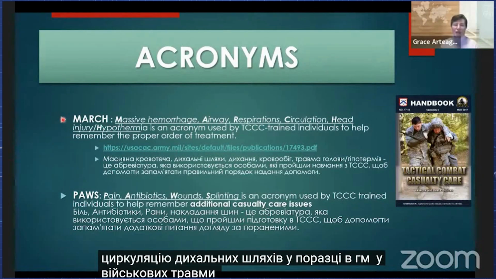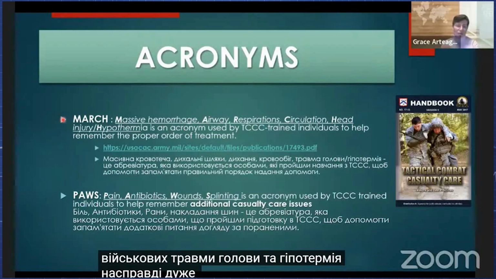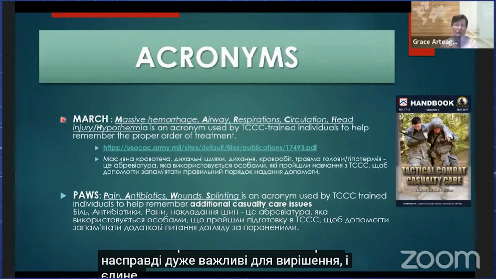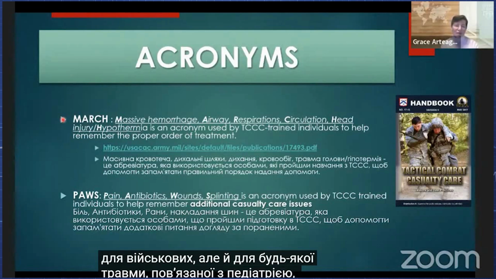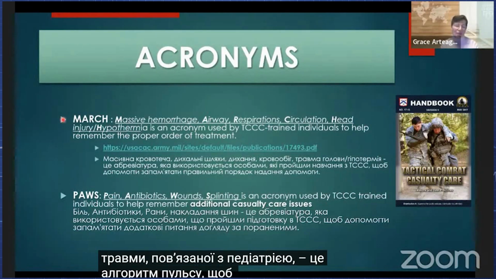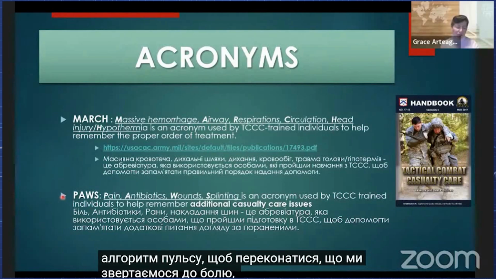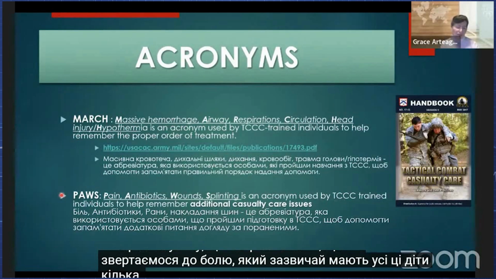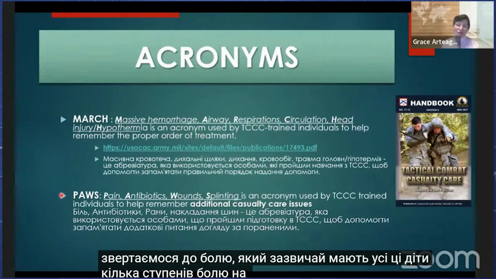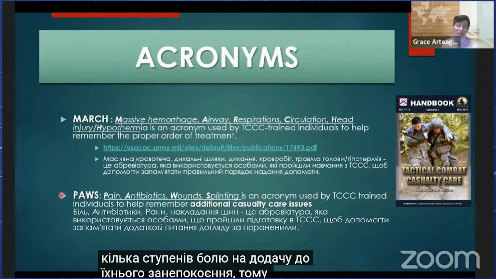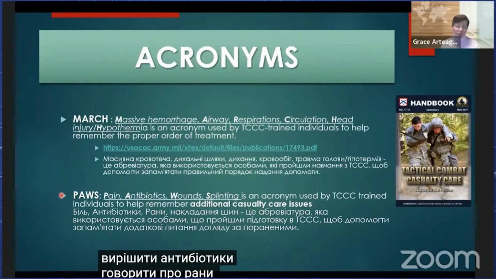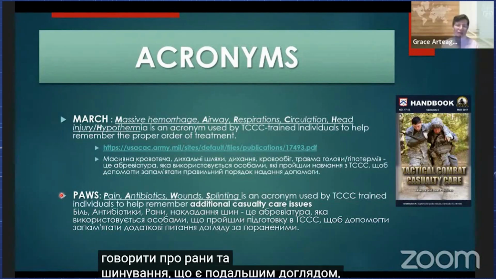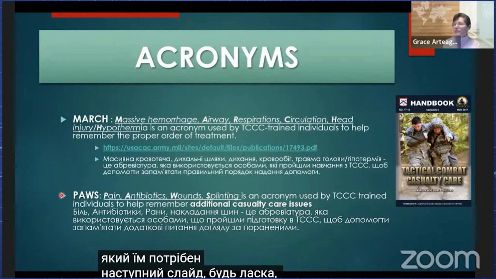In the military, head injury and hypothermia are also quite important to address. And the one thing that is useful not only for the military, but also for any kind of pediatric trauma, is the PAUSE algorithm. Make sure that we address pain. All these children tend to have several degrees of pain on top of their anxiety, so that needs to be addressed. Antibiotics, the wounds, and the splinting, which is the follow-up care that they need. Next slide, please.